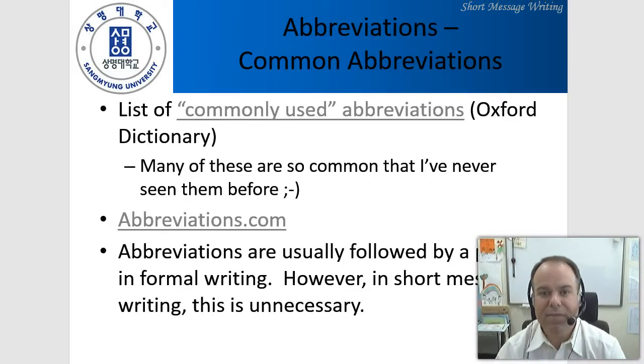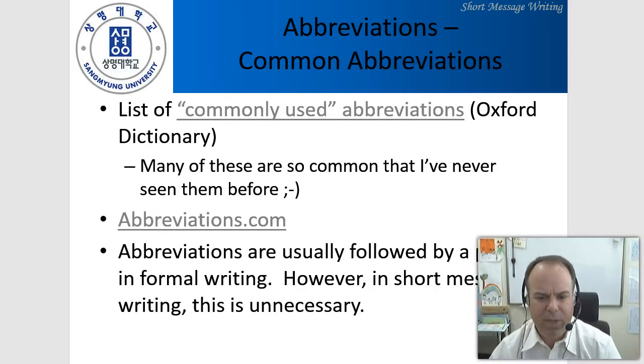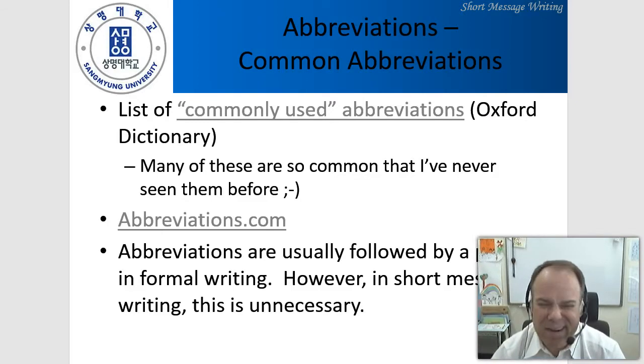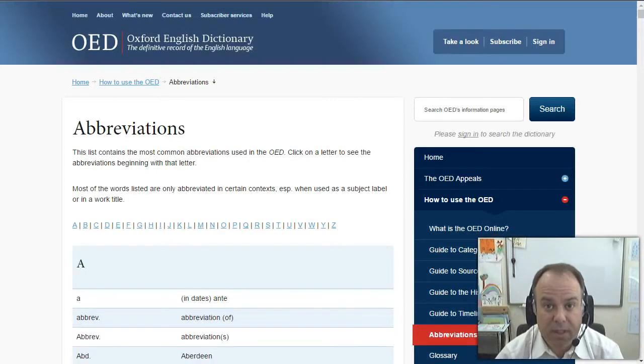Now there are a lot of common abbreviations, and we could take a look at some of these commonly used abbreviations in the Oxford Dictionary. Though, like I say here, some of them are so common, but maybe I haven't seen them before. So common is maybe a strong word. Let's take a look at them. So this is a list of Oxford abbreviations. That's an impressive list. Obviously, we won't go through all of them. But I'll just show you.